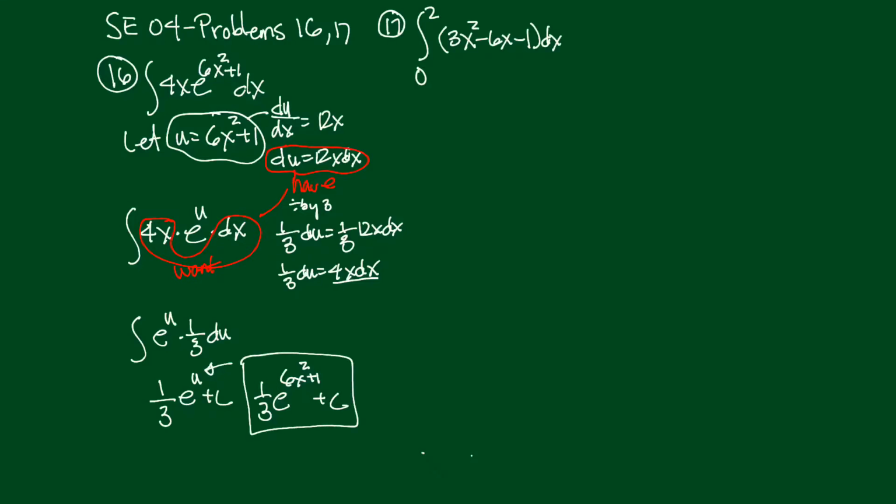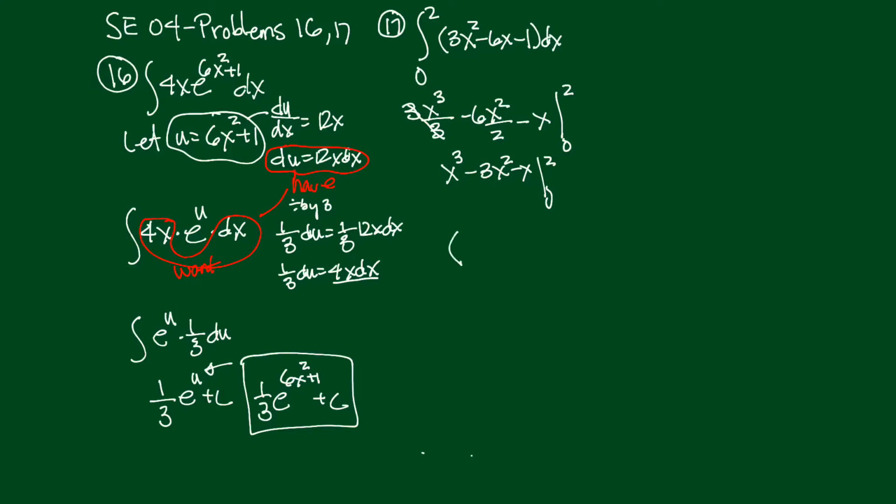Number 17, look what we've got. We've got a definite integral, so no more plus c's. Let's just integrate, and then we'll substitute our limits of integration in. So let's integrate. We're going to get 3x cubed over 3 minus 6x squared over 2 minus 1x, or just x, and we're going to go from 0 to 2. All right, now the 3's will cancel, so we'll get x cubed. 6 divided by 2 is 3x squared minus x from 0 to 2.